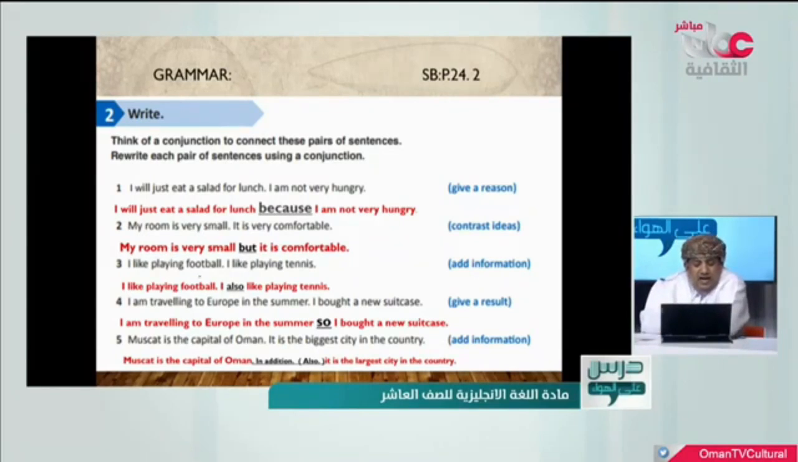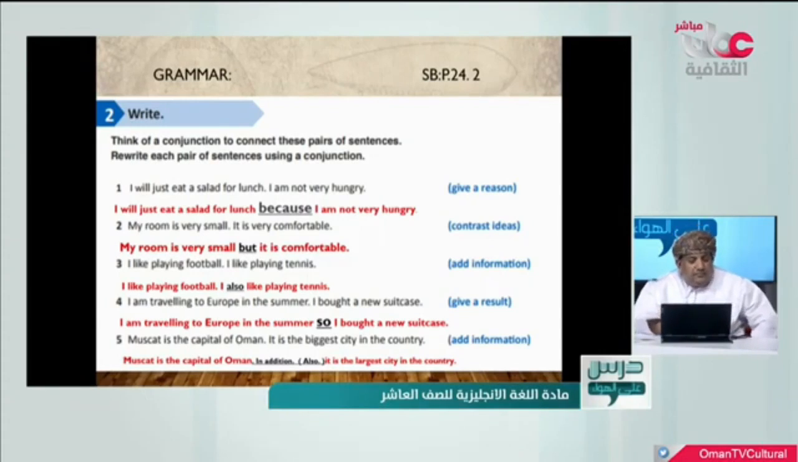Okay, number 3. I like playing football. I like playing tennis. We want to add some information. Okay, so we said I like playing football, and I also like playing tennis. So we use the word also here to make a connection between 2 sentences together. We want to add information to the sentence. So he likes playing football and also playing tennis.